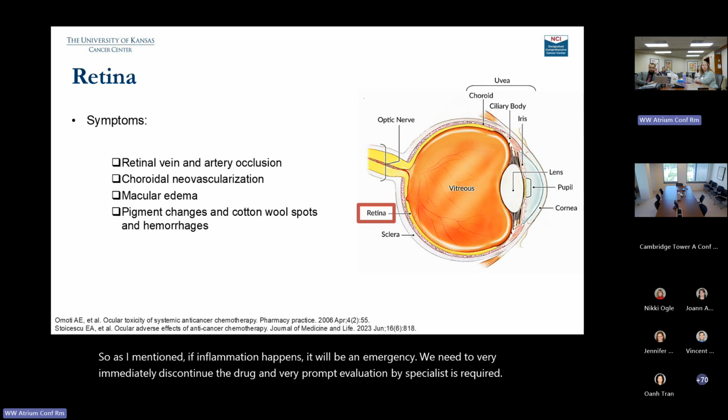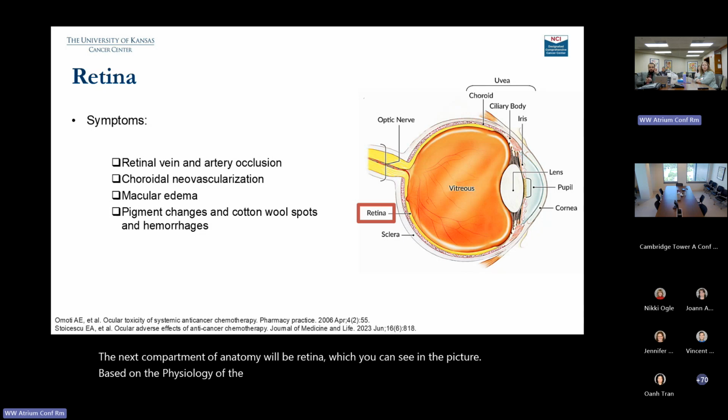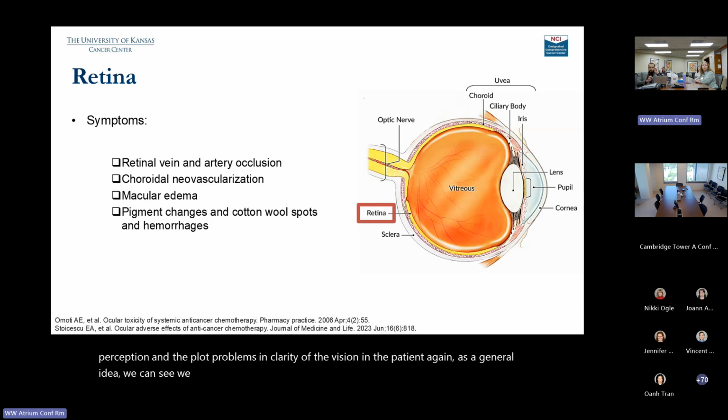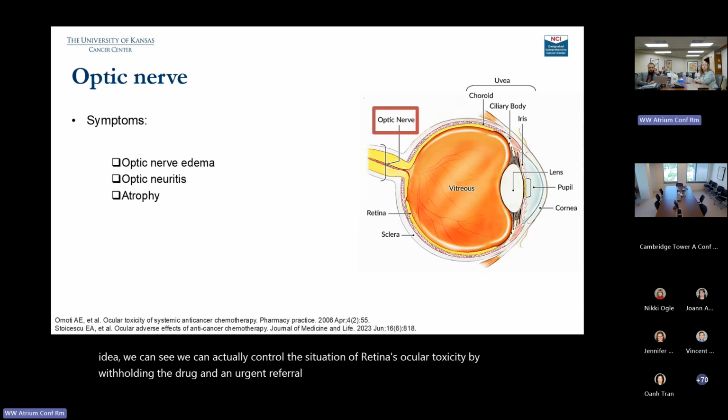The next compartment of anatomy is the retina, which you can see in the picture. Based on the physiology of the compartment, when there is damage to it, the manifestation of the problem will be things like visual field loss, changes in color perception, and problems in clarity of vision in the patient. Again, as a general idea, we can control retinal ocular toxicity by withholding the drug, and an urgent referral to an ophthalmologist is required.